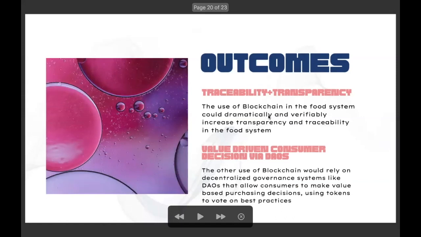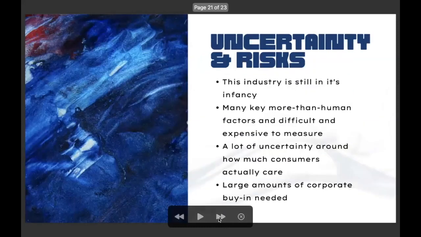So again, when we look at the big opportunities and outcomes, transparency is a really amazing opportunity of this concept of algorithmic food justice if we can find factors that are easily measurable. And then again, back into the value-driven consumer decision-making. I think that's a big opportunity that came out of this work that I did last quarter.